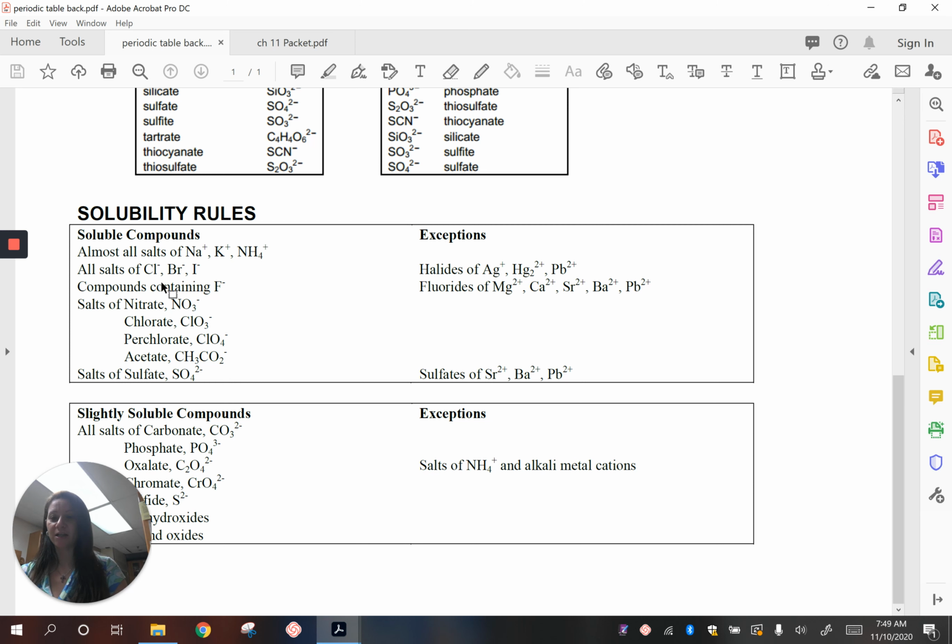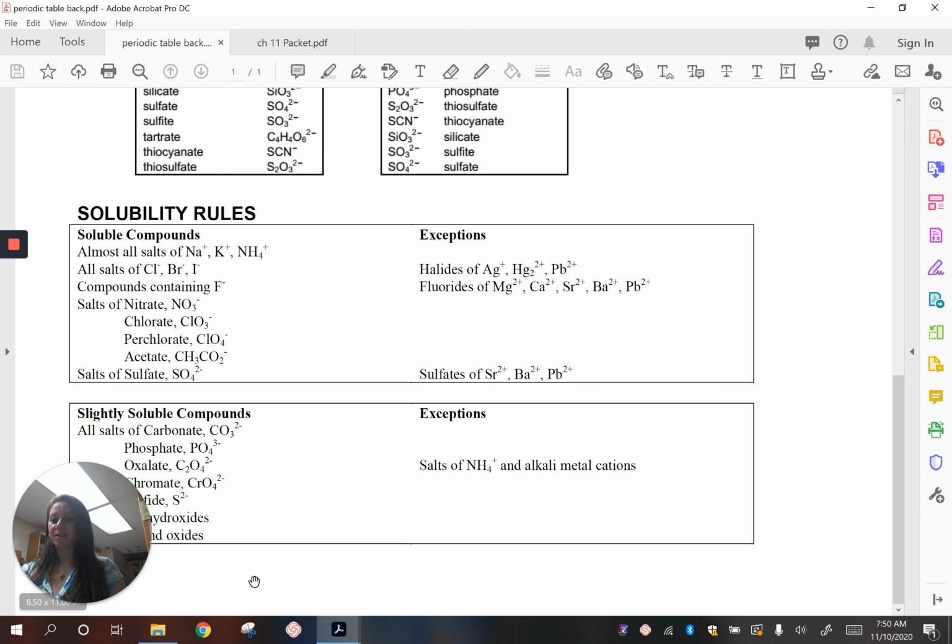Things that have chlorides or bromides or iodides are usually soluble. The exception to that is if it's with silver, mercury, or lead. Fluorides are soluble with these exceptions. Nitrates, chlorates, perchlorates, and acetates are all soluble, no exceptions. Sulfates are soluble with these exceptions that are not soluble.